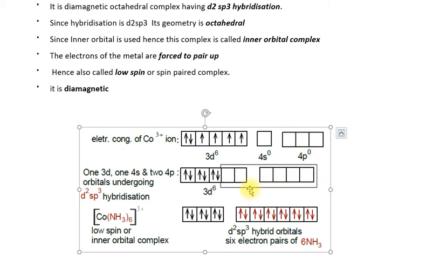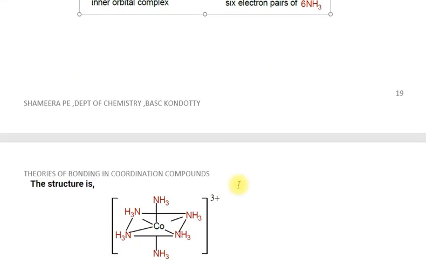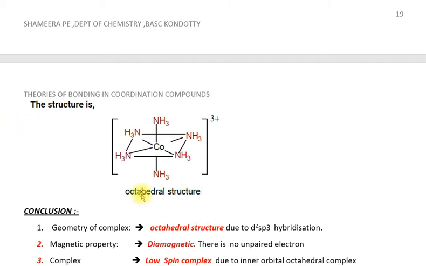Here, because a strong ligand came, pairing up took place, so a d orbital became available, and that d orbital is used for the complex formation. Therefore it is called the inner orbital complex. Hence it is also called a low spin or spin paired complex, and it is diamagnetic. And the structure is given here, octahedral structure.